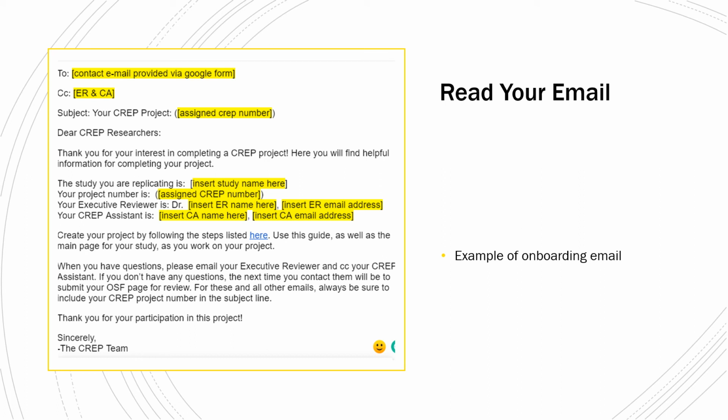Within 2 business days of your submission, you'll receive an email with onboarding information. This includes some very important information: your project number, your executive reviewer, and your CRAPE assistant. Anytime you email us about your project, you should email your executive reviewer and CRAPE assistant, and you should always include your project number in the email. Once you've done this, you are officially on board, and you can start building your OSF page and populating it with the information you need. You can start this even before you hear back from the CRAPE team.